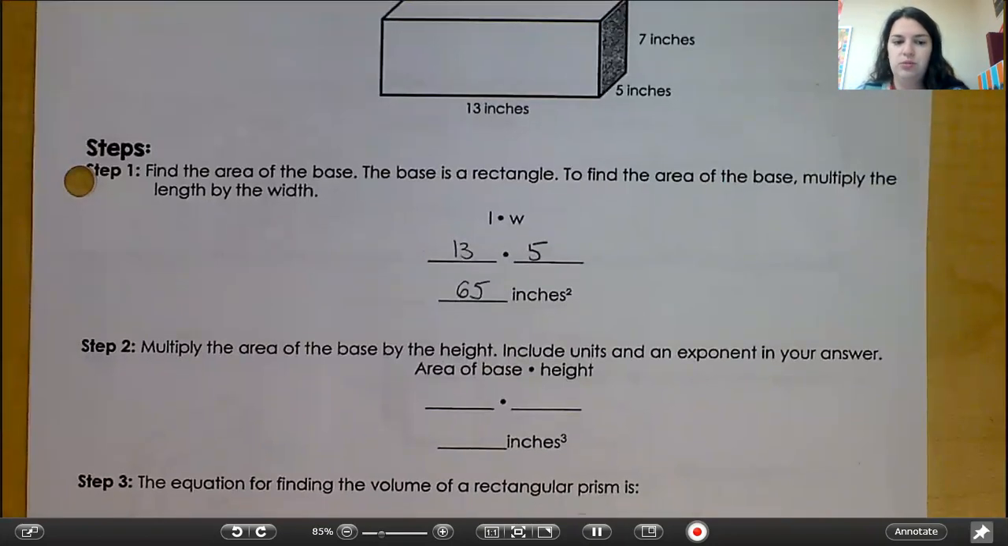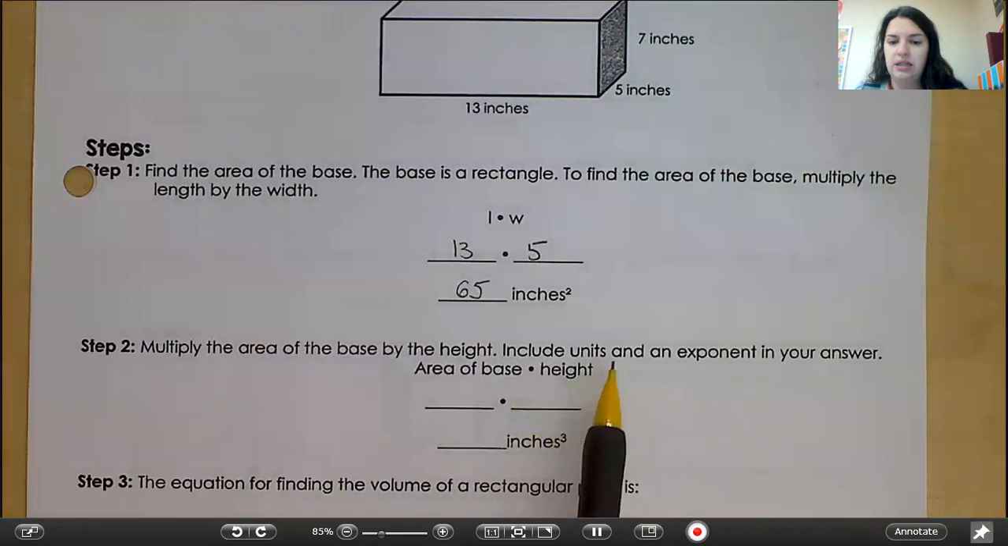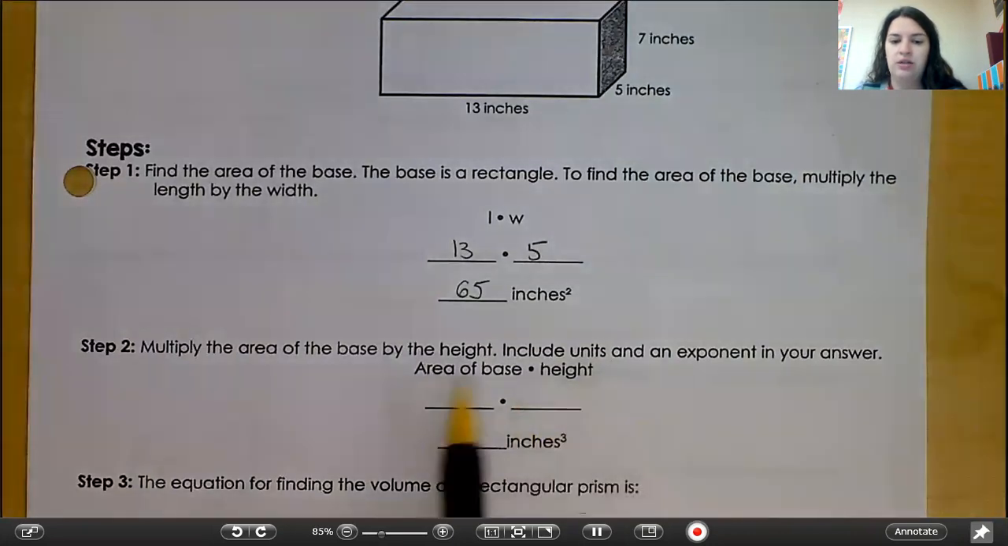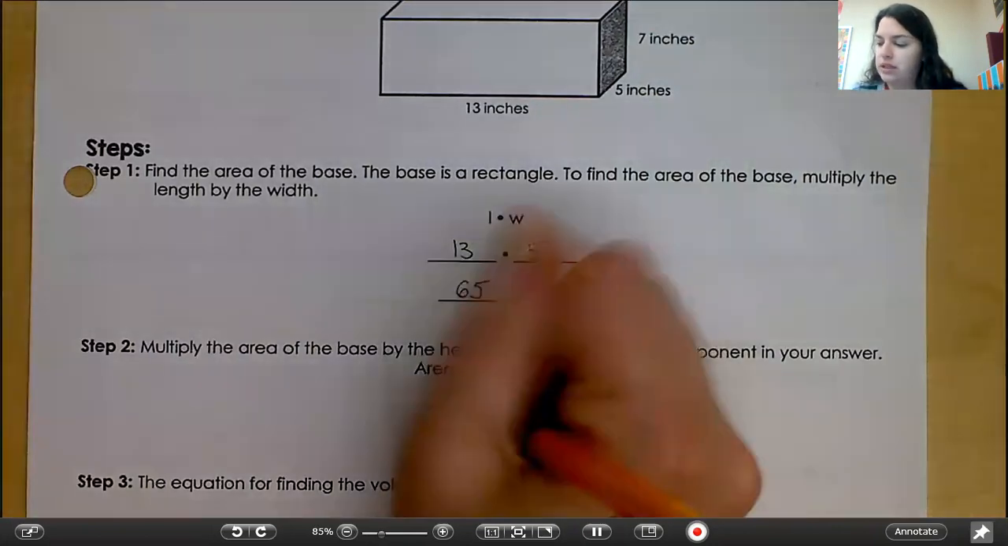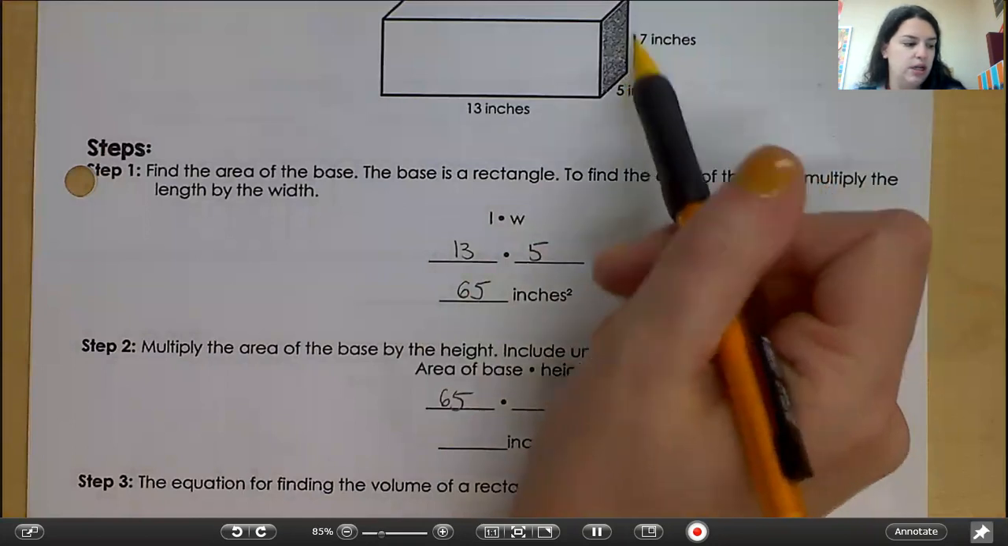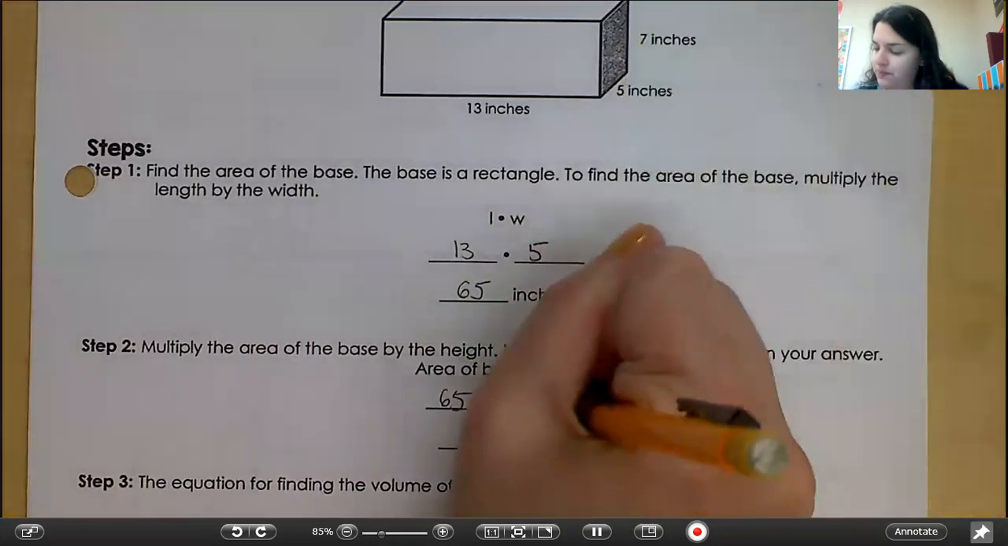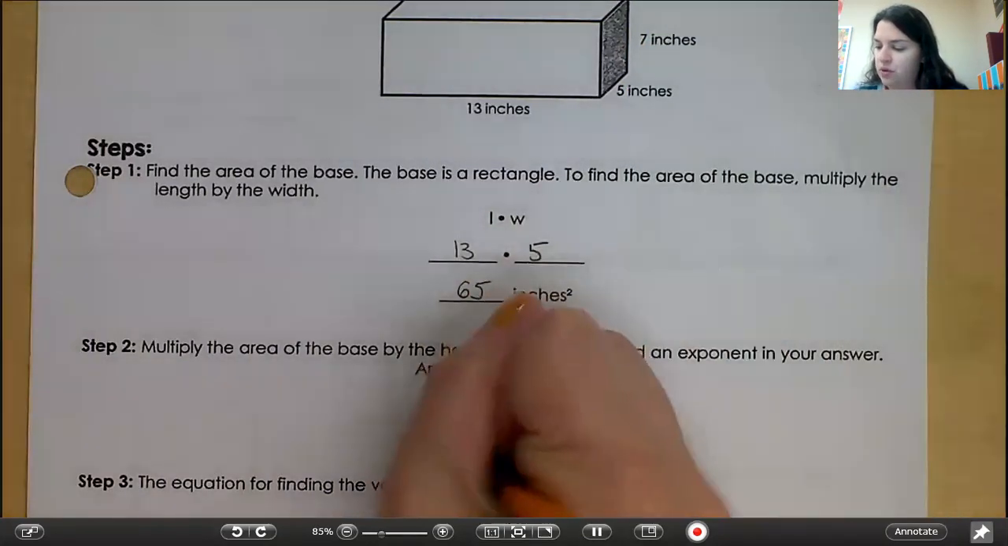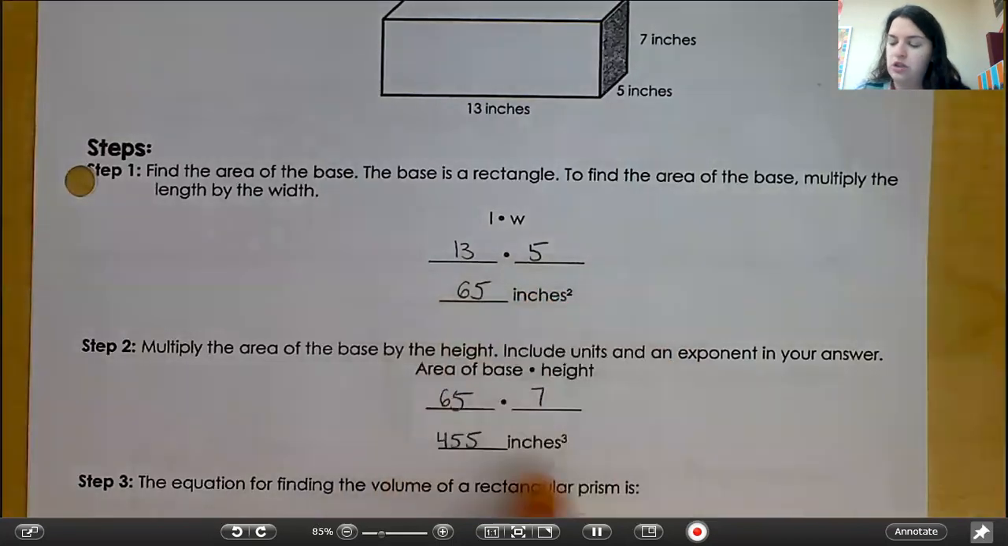Step 2 says multiply the area of the base by the height. Include units and an exponent in your answer. Area of base times height. So the area of the base is what we just found out. It's 65 inches squared times our height. So we have to look back up here. What is our height? It is 7. 65 times 7 is 455 inches cubed because we're dealing with volume.